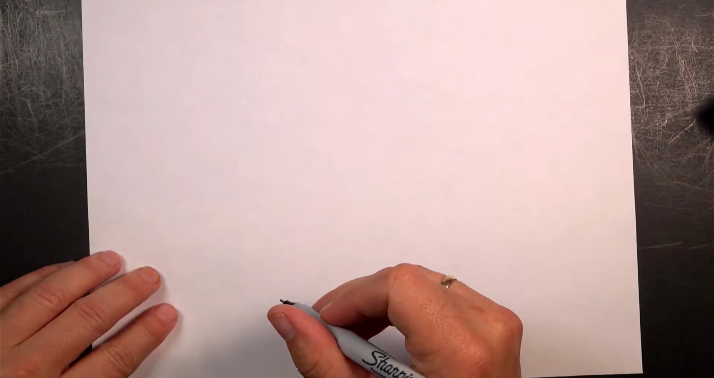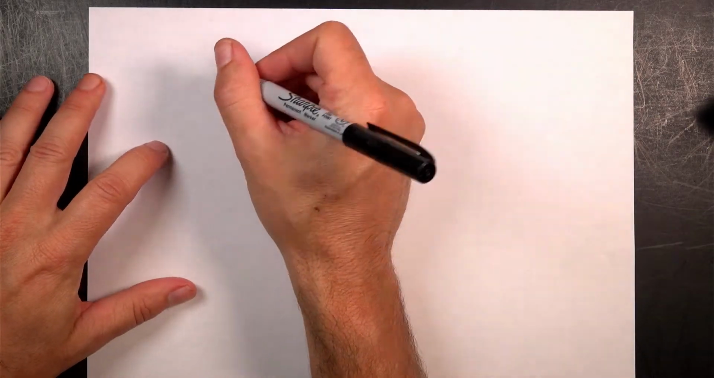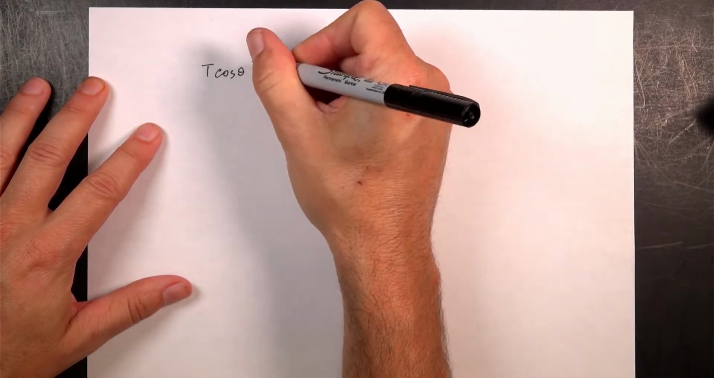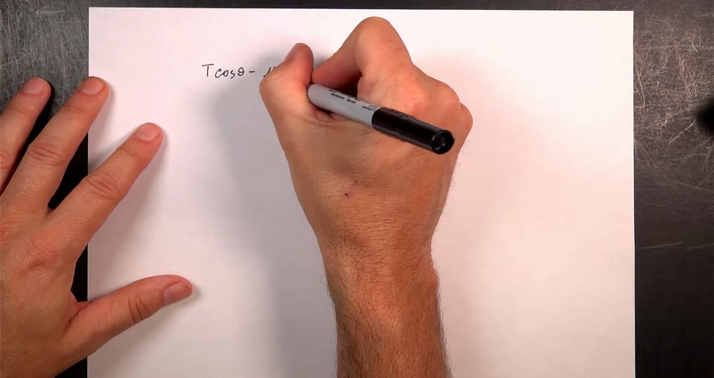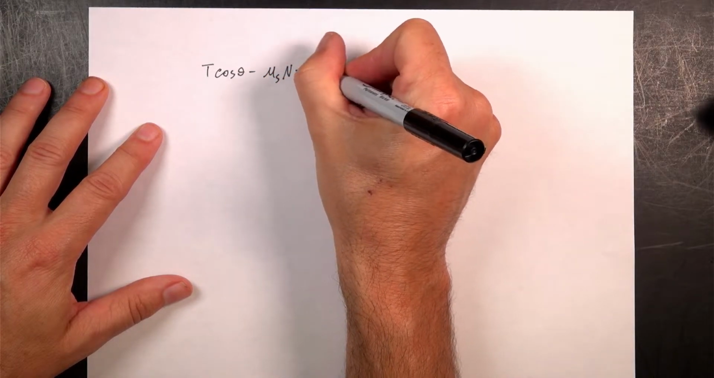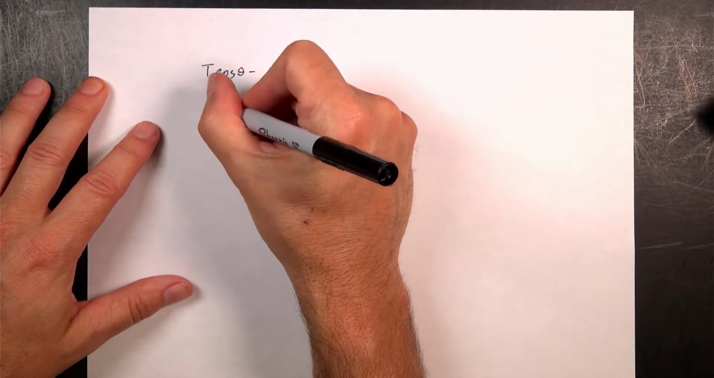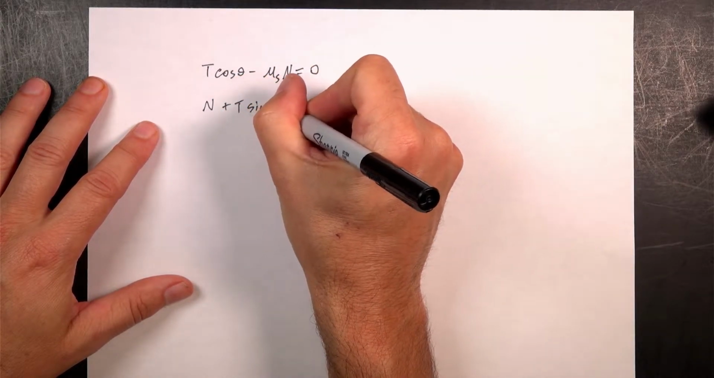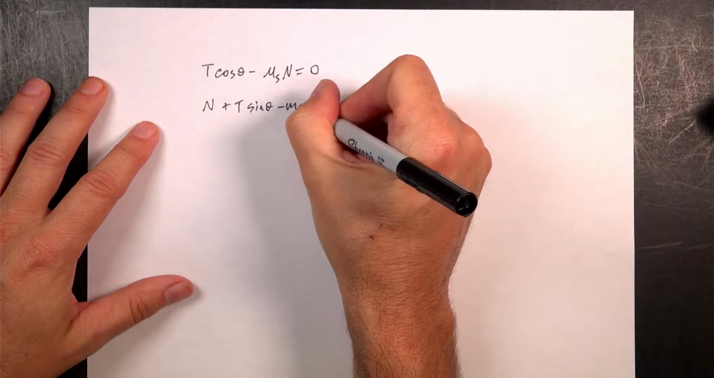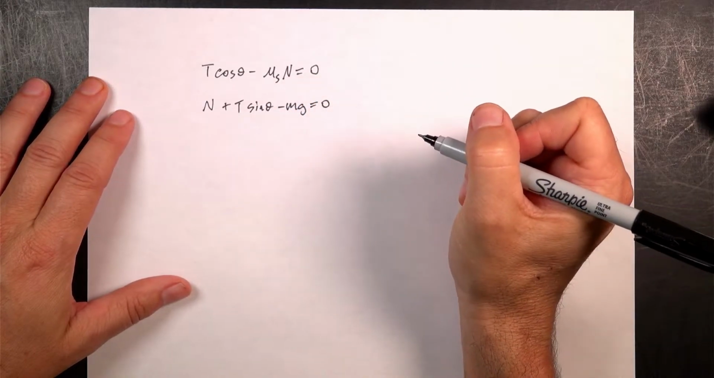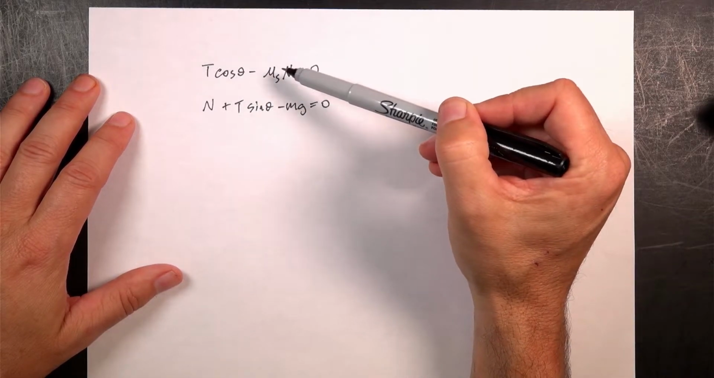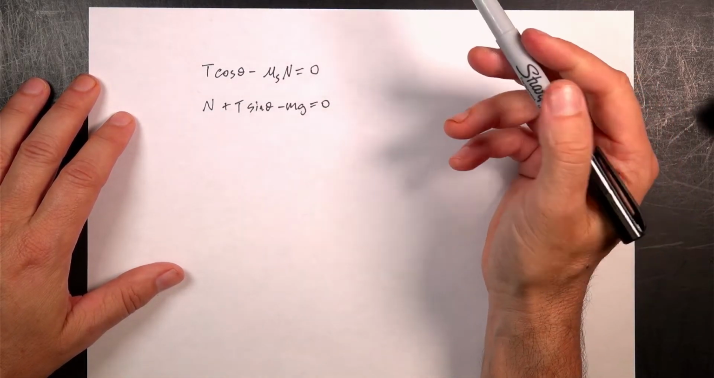Here's my new x equation: t cosine theta minus the coefficient of static friction times the normal force is equal to 0. And then I have n plus t sine theta minus mg equals 0. So now I only have two things that I don't know. I don't know t and I don't know n.